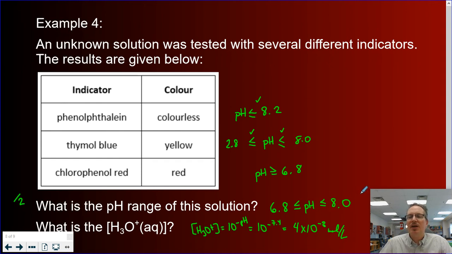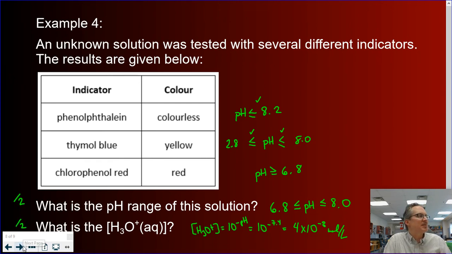If I asked you, is this an acid, base, or neutral? I think we would say it could be all three. It could have a pH of 6.8 or 6.9, which would be an acid, could have a pH of 7, which is neutral, and it could be anything up to and including 8, so it could be a base. So this test didn't really tell us a whole lot. Again, it's going to be out of 2.